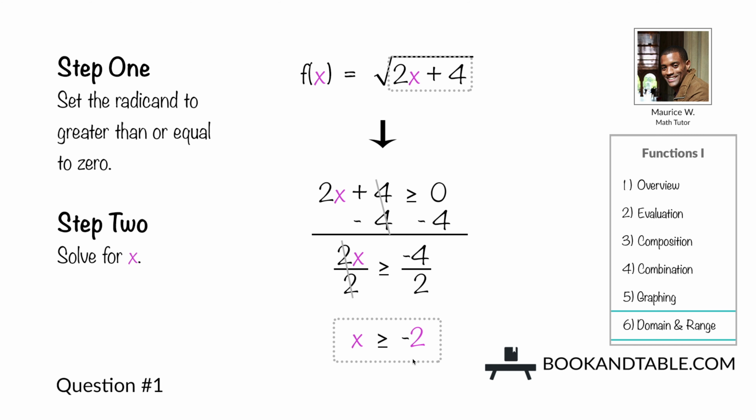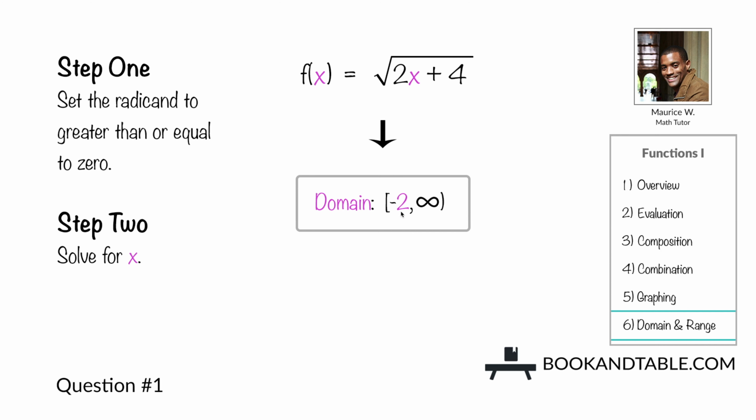So the answer to question number 1, in our domain, the smaller entry is negative 2, with a bracket to the left of it since negative 2 is included. And the larger entry is infinity, with parenthesis to the right. So this would be the answer to question number 1.